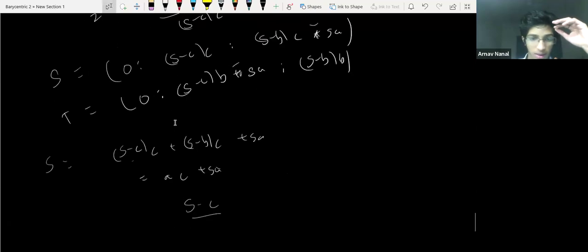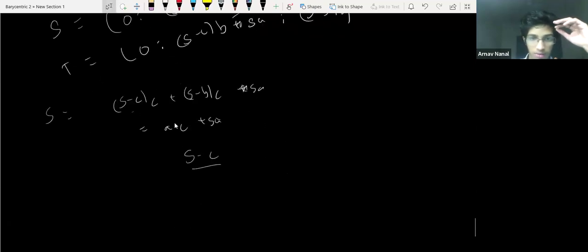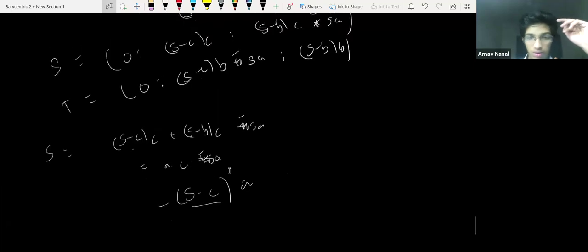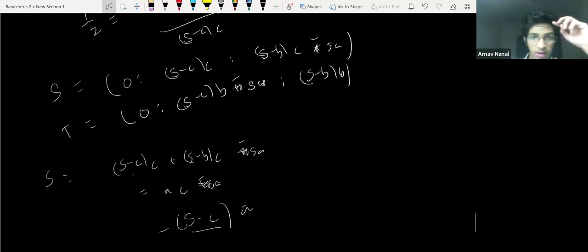So, you will get S minus C into a minus thing. So now, okay, we are already over time. I'll just finish quickly. I think you can do the rest. Just divide this by these things and compute the midpoint.